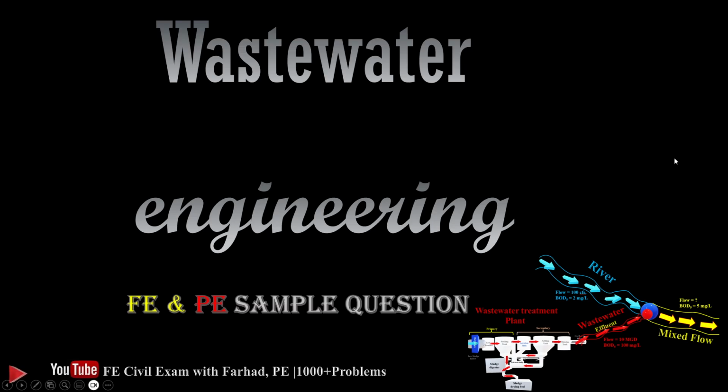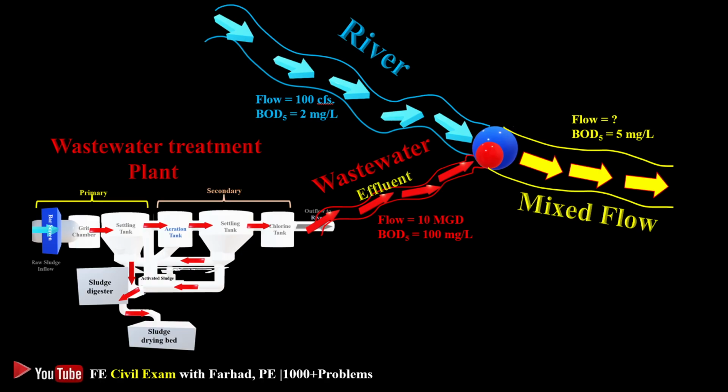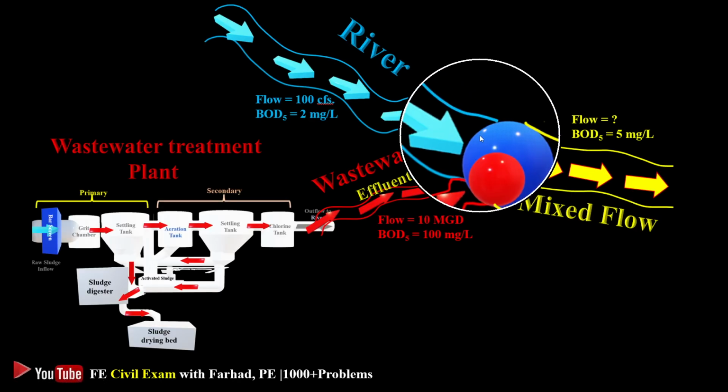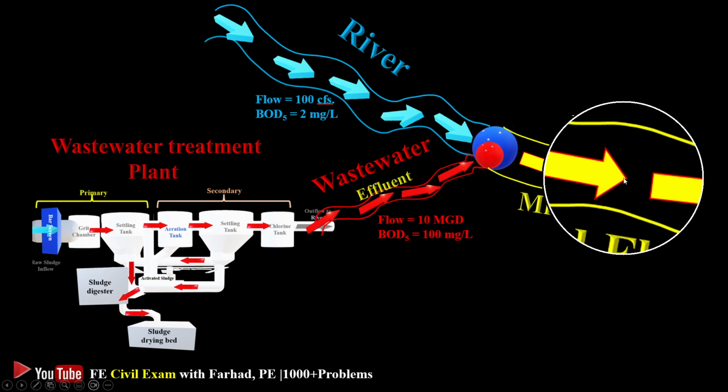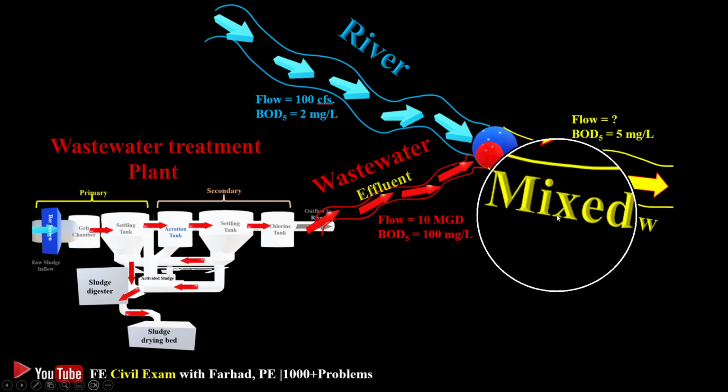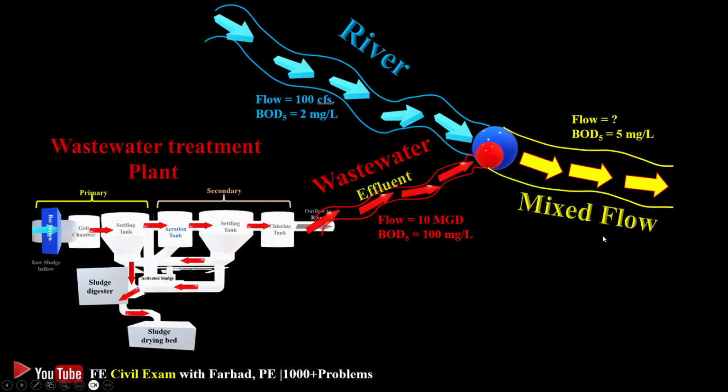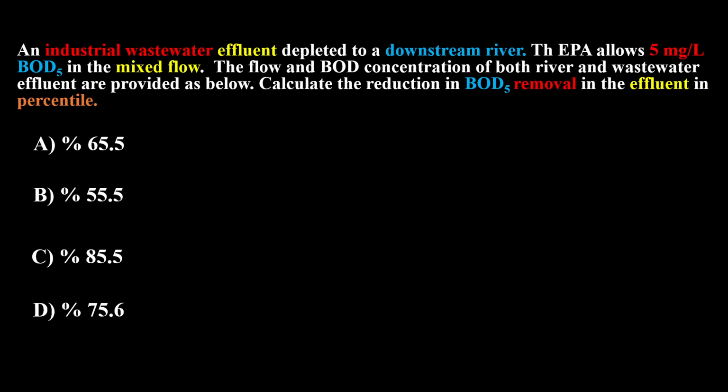In this example we have a wastewater treatment plant and its exiting flow, which is wastewater effluent, discharged to a downstream river, as you can see. At the point where it enters the river, the river continues to move forward with a new condition, which is a mixed flow. The concentration of 5-day BOD5 for the river and wastewater is provided, and let's see what the question is asking.